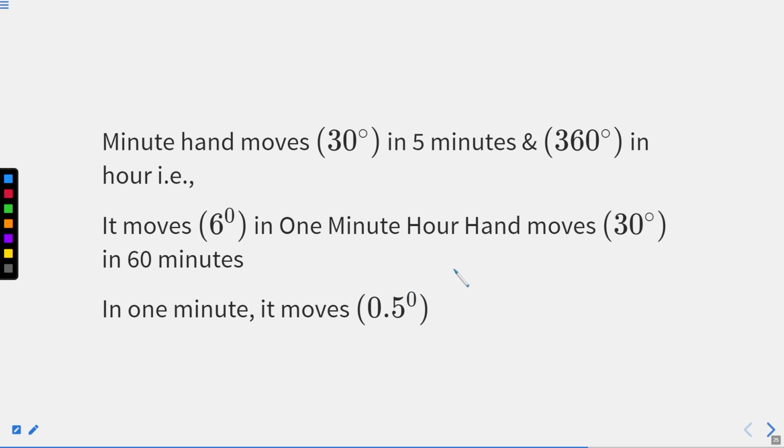Before that, the things that we have already discussed: the minute hand moves 30 degrees in 5 minutes and 360 degrees in an hour. We know this. It moves 6 degrees in 1 minute, and the hour hand moves 30 degrees in 60 minutes, right? In 1 minute it moves 0.5 degrees. We all are already aware of these things, as we have discussed them in the very first slide.